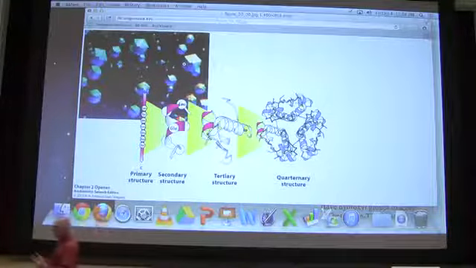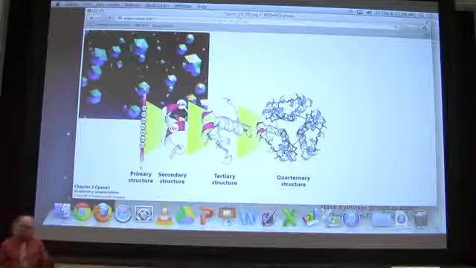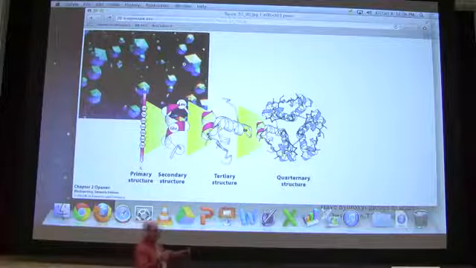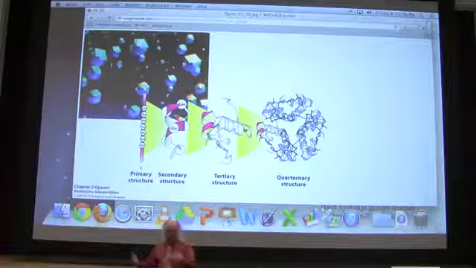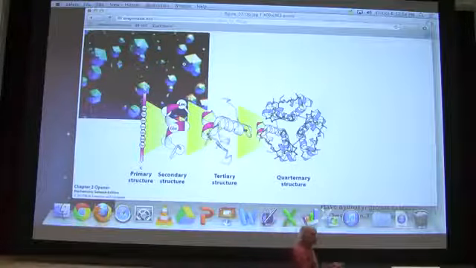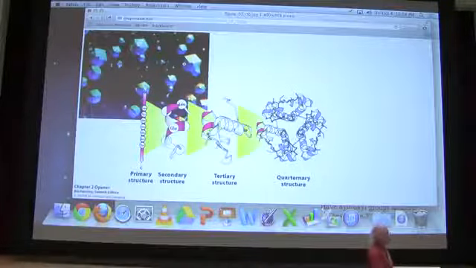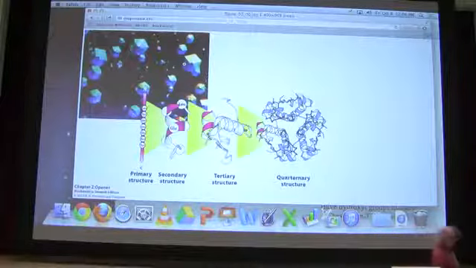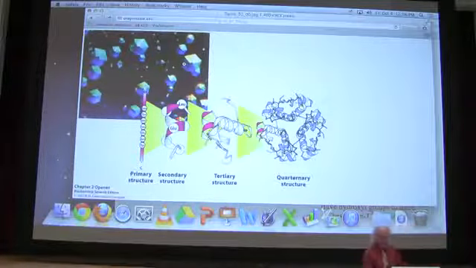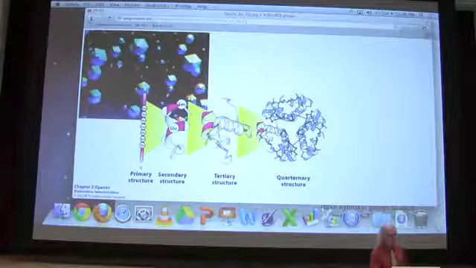If we change the primary structure of a protein, we change the sequence of amino acids of a protein, we will change the other components of a protein. We will change the secondary structure. We will change the tertiary structure. We will change the quaternary structure. Okay? That's very, very important. You can see illustrations of these, and we'll talk more about those. I'm not going to go through those illustrations at this point.